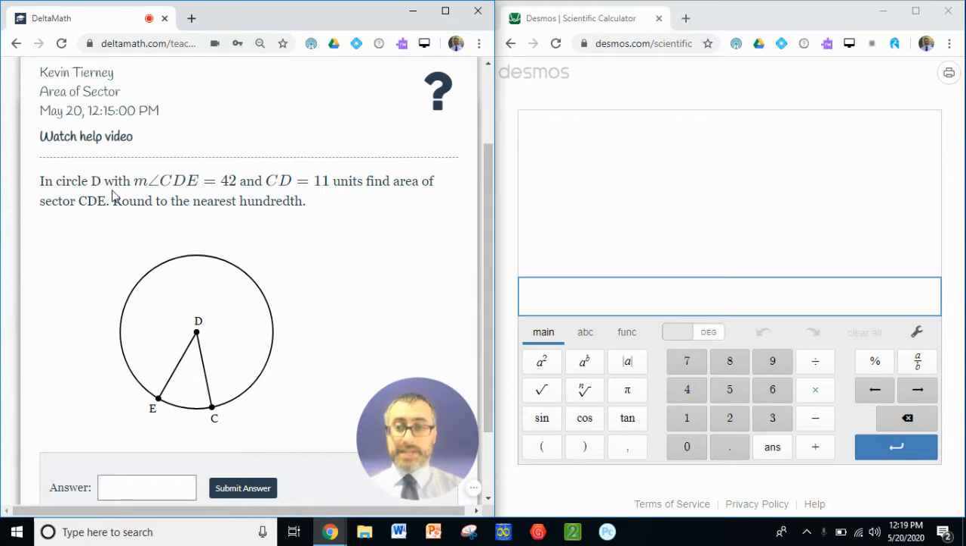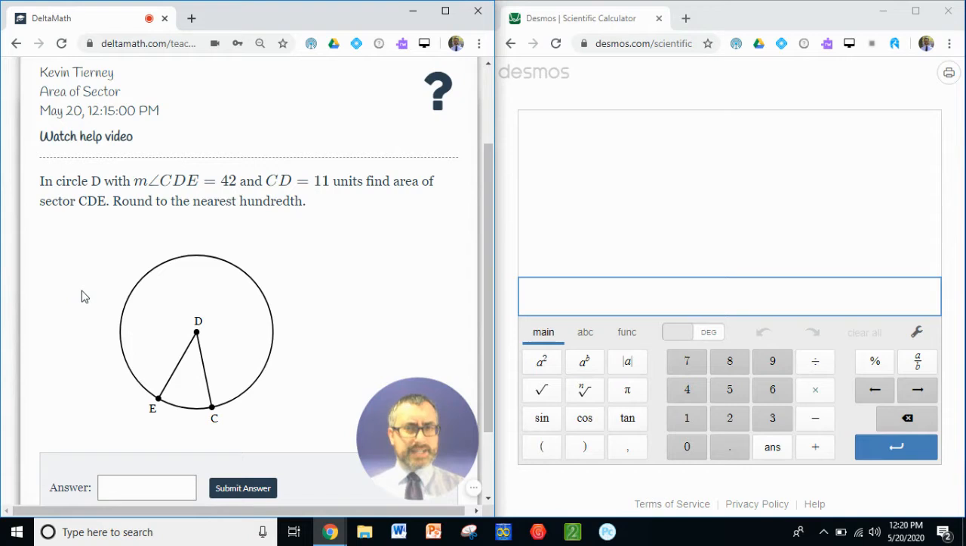In circle D, with measure of angle CDE equal to 42 and CD equal to 11 units, find the area of sector CDE. Round to the nearest hundredth. Let's pause and think a little bit about what this question is asking. We're trying to find the area of sector CDE.